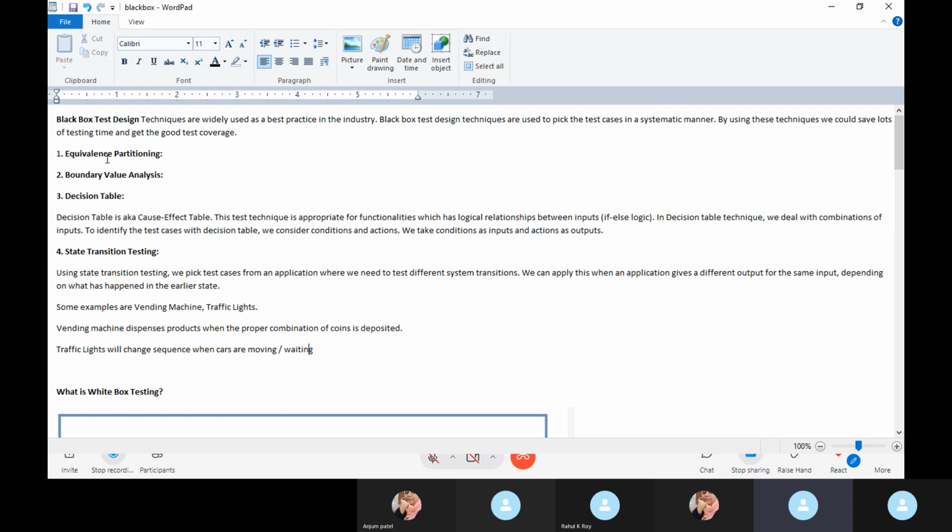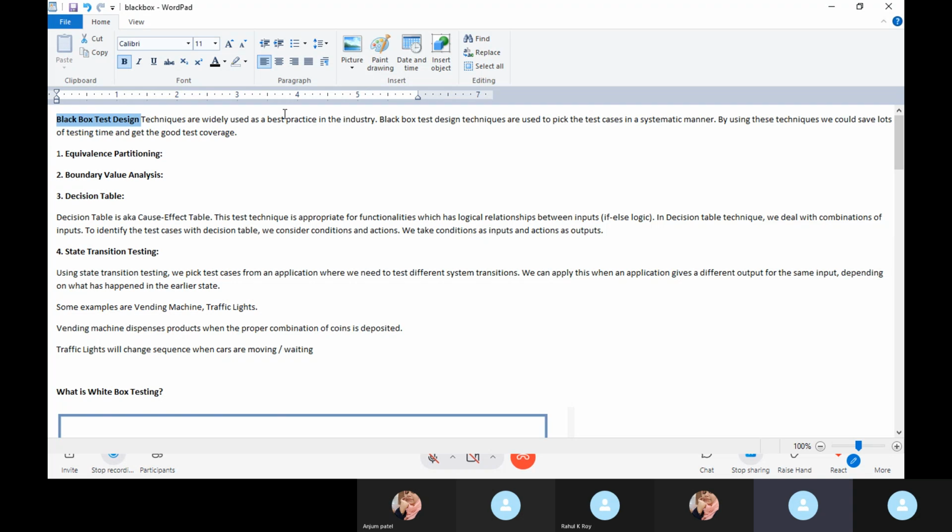Okay. And all these four techniques come under black box testing. There are two types of testing: black box and white box. These four techniques that we have discussed: equivalence partitioning, boundary value analysis, decision table, state transition techniques, all these four come under black box.